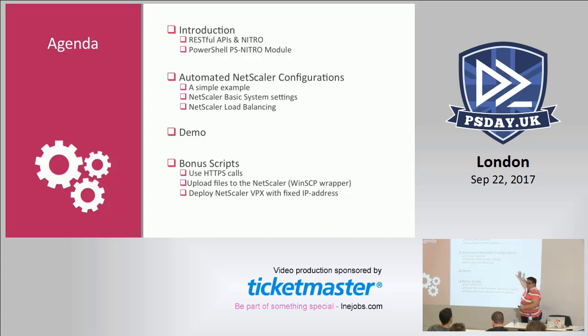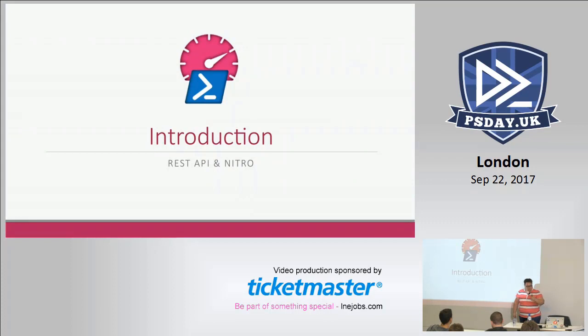As I mentioned, I'm using a NetScaler just to show you and to walk you through building my first REST API script with PowerShell, and I have some demos. And if time permits, but knowing me, I'll probably just have too much fun with the demos. If time permits, I'll also share some extra tips and tricks from my experiences. So let's start with REST APIs and NITRO.